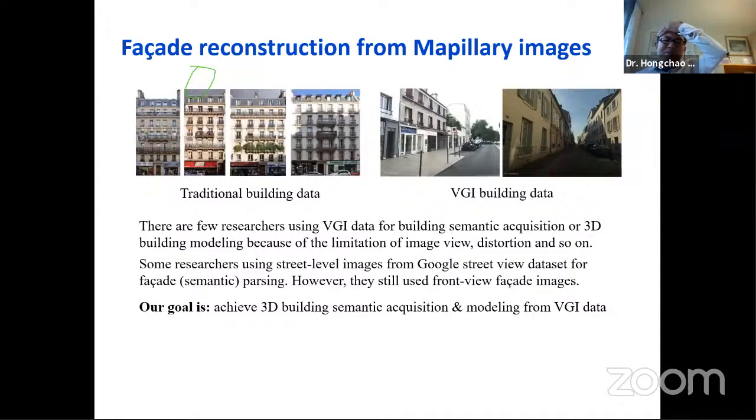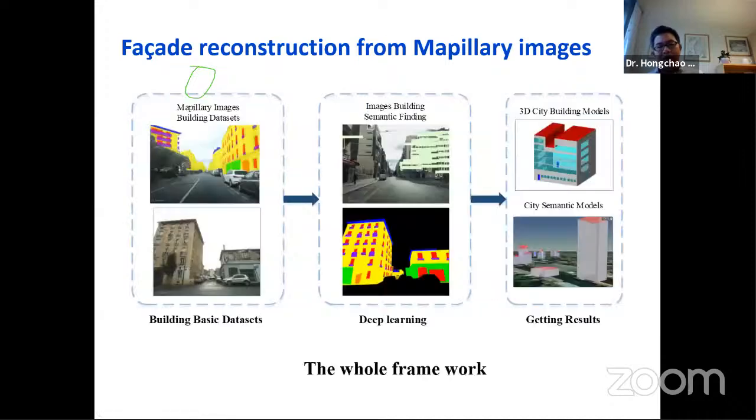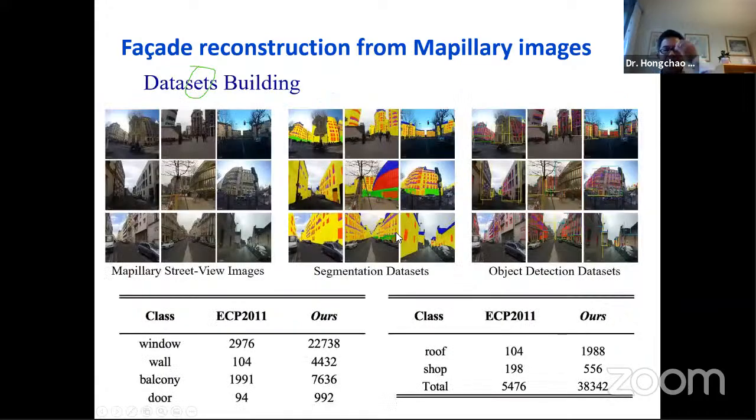And we also use metadata for 3D modeling. As you can see here, the VGR data is distorted. We cannot use the existing datasets for deep learning. So we established our own network, and we also established our own datasets for deep learning. Here's our dataset, and it's open.